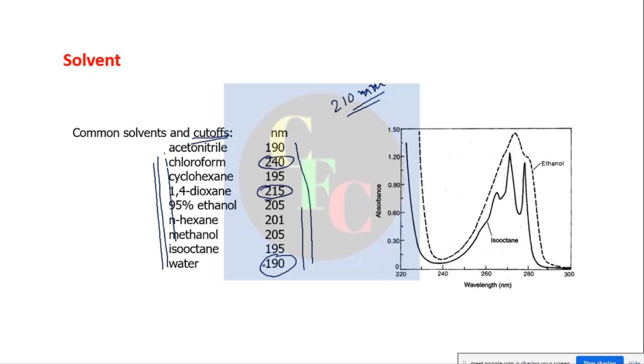Water can be a good solvent, right, because its cutoff is up to 190. Similarly, acetonitrile is a good solvent, so they can be used. Even methanol you cannot use, right? The cutoff is very close to our expected peak. That's how you have to choose the solvent.